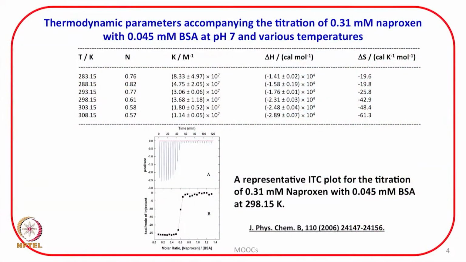Now, let us go back to the slide and take a look at what more we can discuss based upon this example taken from the literature.